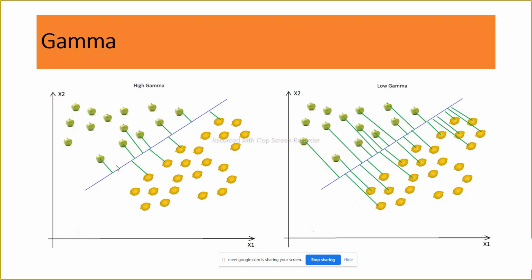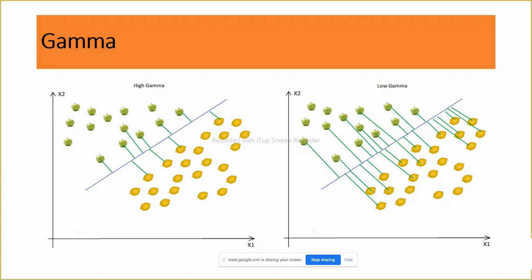What is the high gamma? High gamma is the low distance between the sample and decision boundary. And what is the low gamma? Low gamma is the long distance between the decision boundary and the samples. Okay, so I hope you can easily understand the gamma.